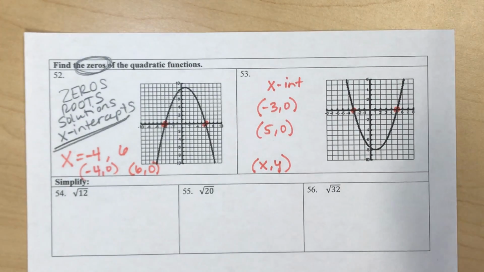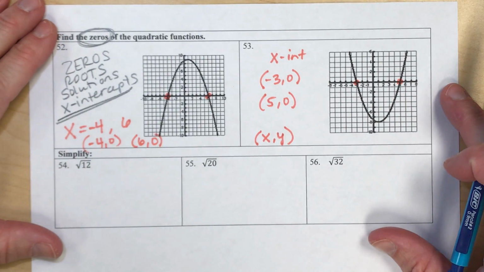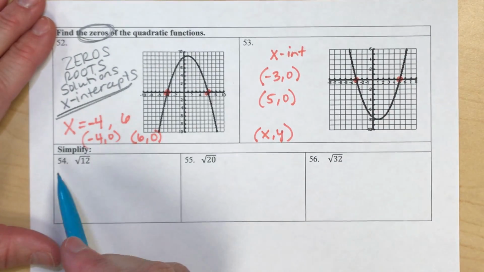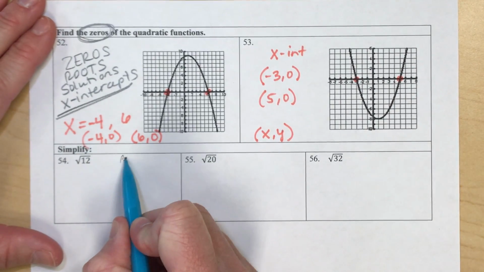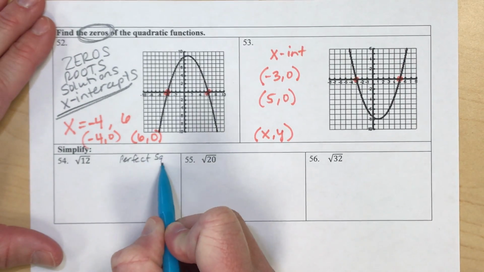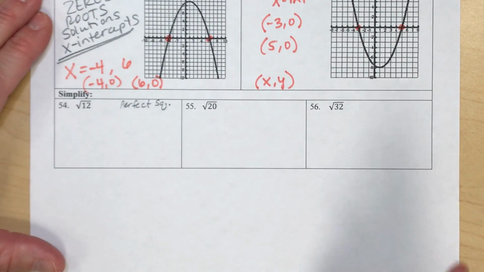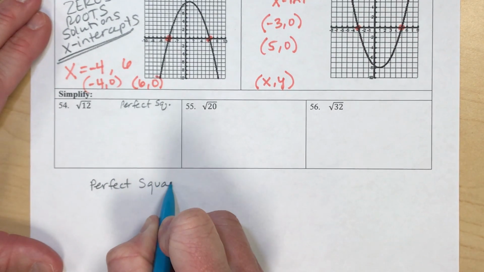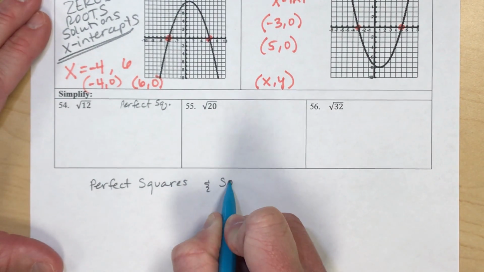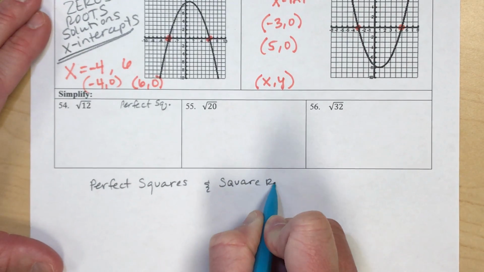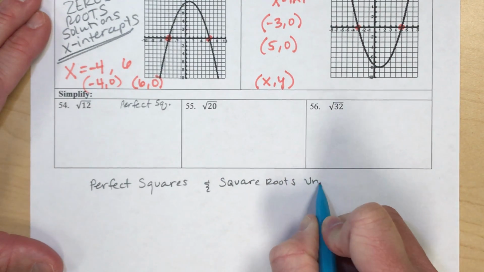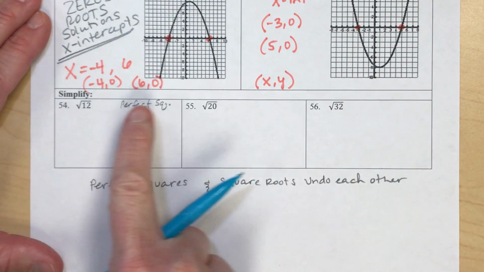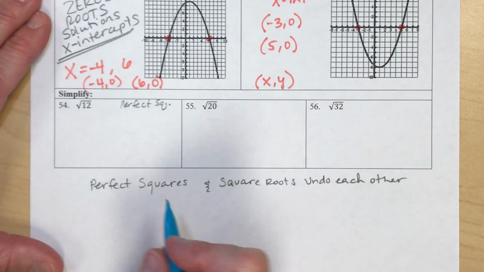Okay, last three for the packet are simplifying a perfect square root, and to simplify a square root, you need a perfect square. Okay, so I'm going to make a list down here, perfect squares, and square roots undo each other. So since I see a square root, square root, square root, I need perfect squares. So I'm going to make a list.